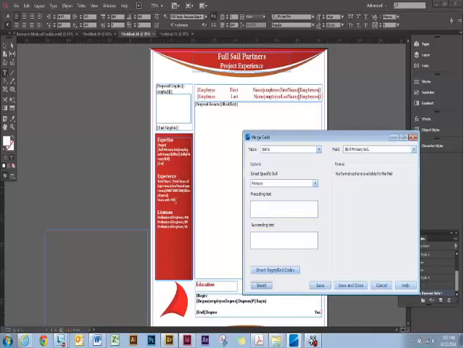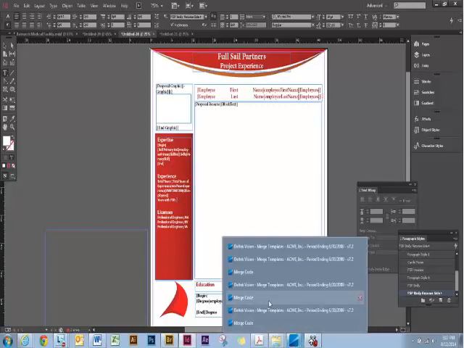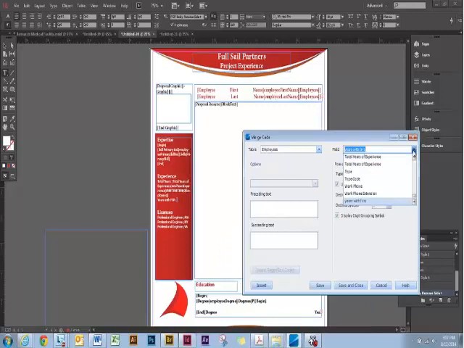So back down to experience, that was under employees, years with FSP. That should be years with firm. Years with firm. Okay.